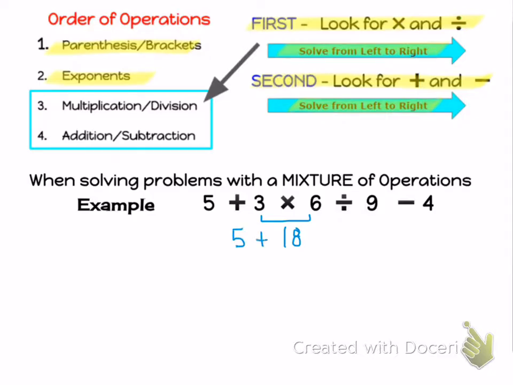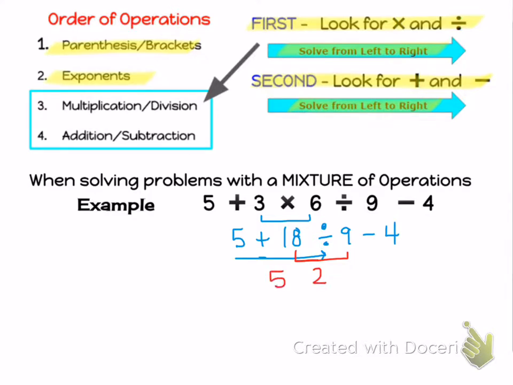Rewrite it. You still have 5 plus, you have a divided by 9 over here, and a minus 4. So just because we had a multiplication and division doesn't mean we need to stop looking for it. Again, we have to continue along the problem to see if there's any multiplication or division, and we run into it right here. So we have to do that before anything else. So 18 divided by 9 is 2.